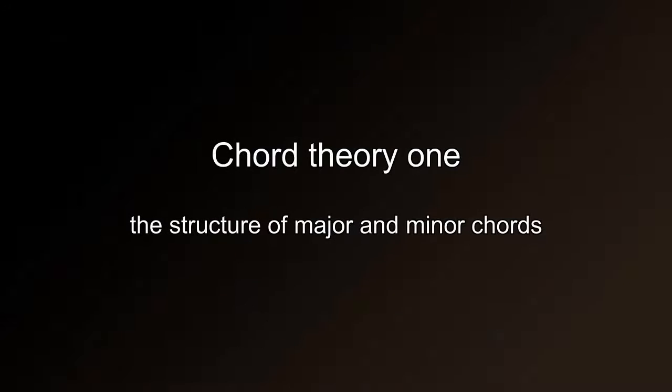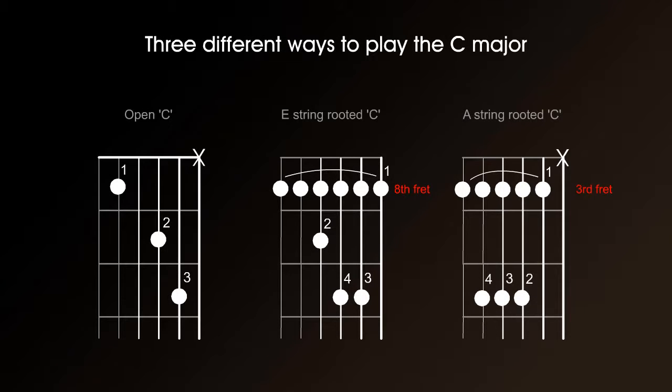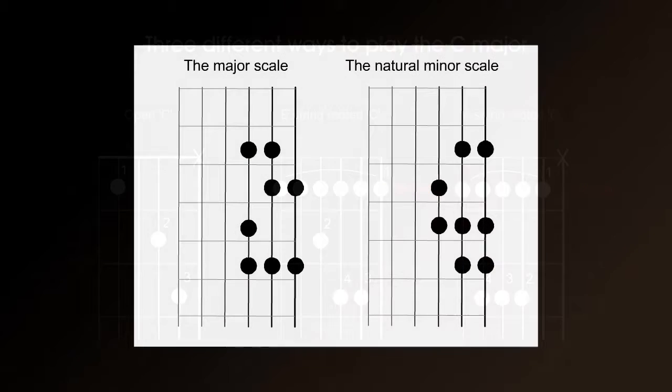Chord Theory 1. The structure of major and minor chords. The usefulness of chord theory shouldn't be underestimated. It can be used for writing music, creating new chord shapes, or just understanding why one chord name can have several chord shapes. To help you understand this theory and other theory, it's useful to know as many scales as possible. For this theory, you'll need the major scale and the minor scale, natural or harmonic.